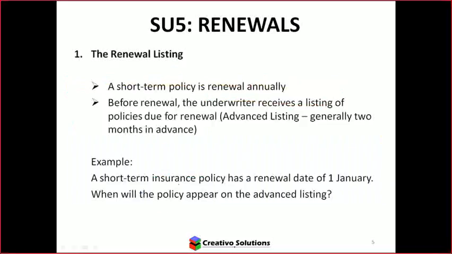All right, the next bit is a renewal listing. So what is this? Whose perspective are we looking at? Renewal listing. The insurer. Correct. Why?